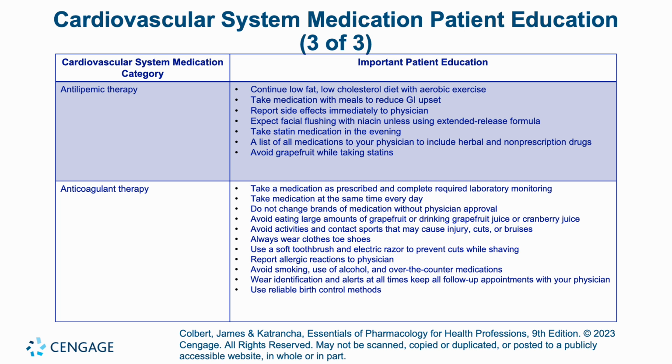Avoid eating large amounts of grapefruit or drinking grapefruit juice or cranberry juice. Avoid activities and contact sports that may cause injuries, cuts, or bruises. Always wear closed-toed shoes. Use a soft toothbrush and electric razor to prevent cuts while shaving. We want to be mindful of causing any bleeding because it's going to be harder for your blood to clot, which is the purpose of it. But then also we don't want to have any injuries that would require us to clot because we can lose more blood. Report allergic reactions to the physician.